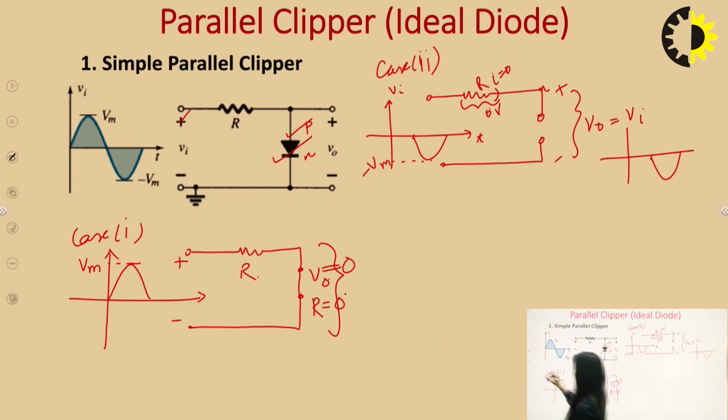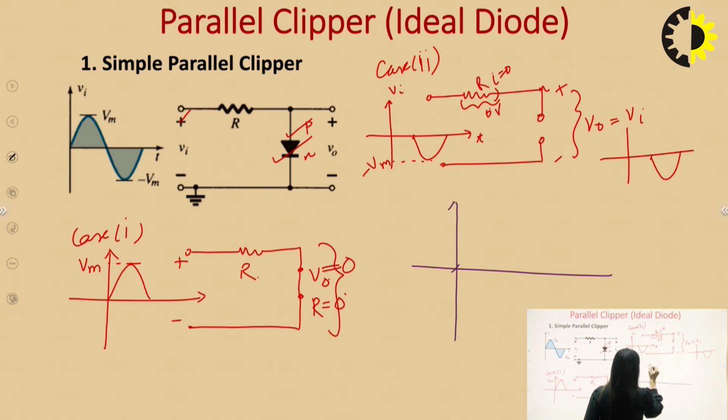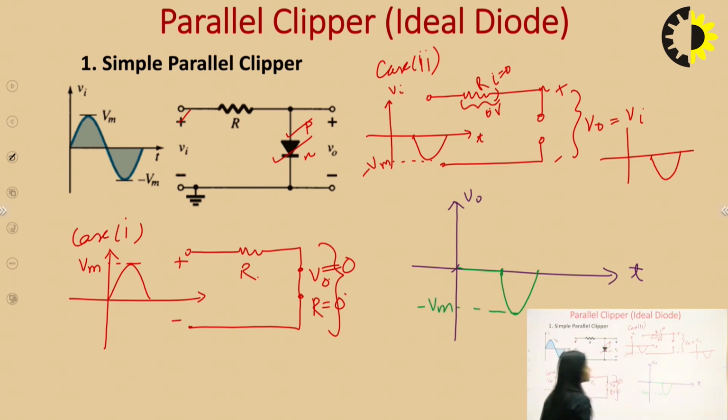So the final waveform we will definitely make. The final waveform will be, here is the output and this is the T, and for the positive half cycle this is 0, and after that this is the waveform. VO is equal to VI, here this is minus V, and you can mention it. So this is how the parallel clipper will work. See, there is no basic difference in the functioning of clipper and clamper.